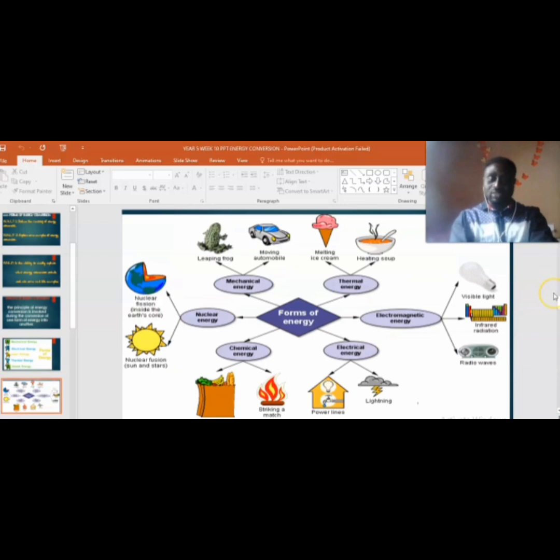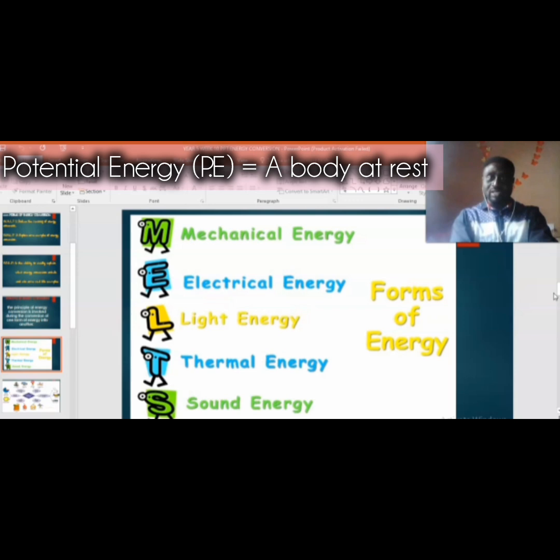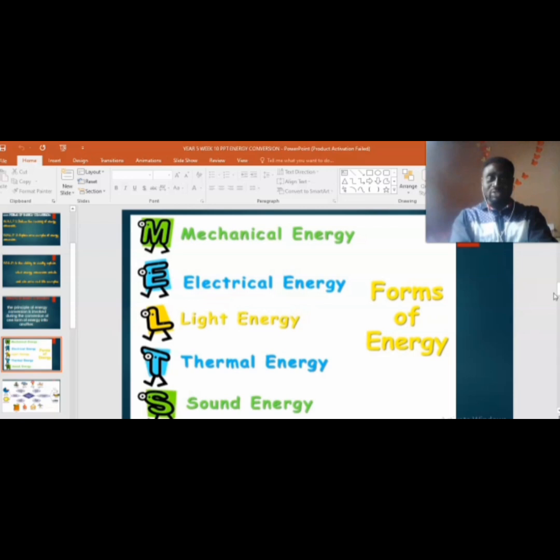In our previous class, we treated forms of energy. So this is a quick reminder that we have mechanical energy, and it is divided into potential and kinetic energy. Potential energy is energy at rest, while kinetic energy is energy in motion that is caused by movement. Electrical energy is another major form of energy which is common to our daily lives, as it helps us to power most of our electrical appliances and our machines and other industrial production.